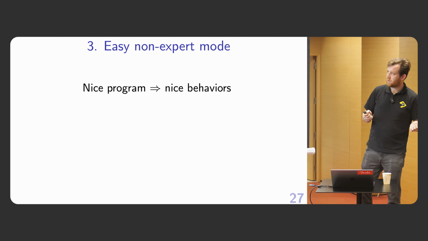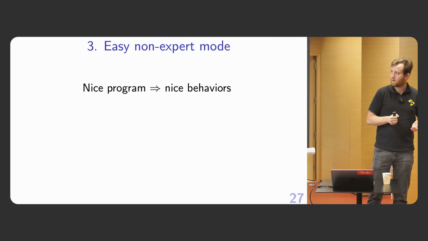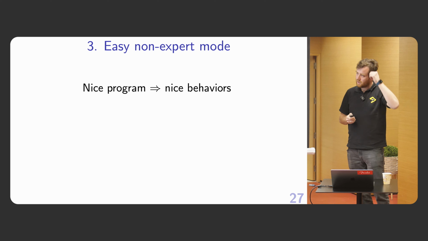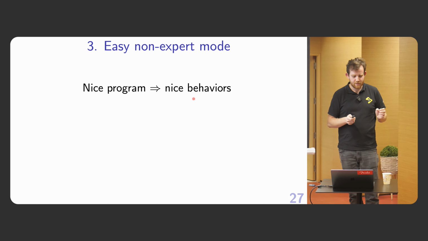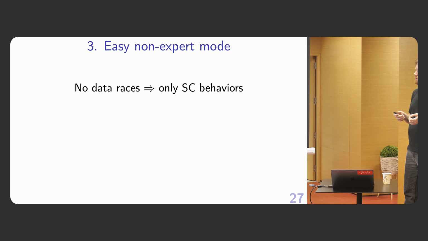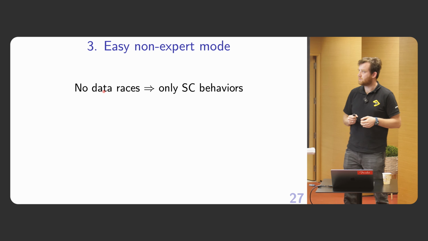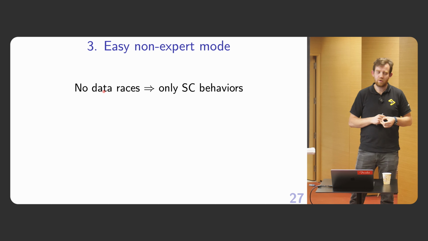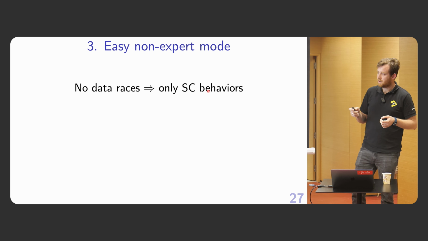And the third requirement I mentioned was that ideally a programming language memory model should have an easy non-expert mode. Essentially the statement is: nice programs behave nicely. So let's discuss it a bit in more detail. We want to say that if there are no data races in our programs, if there are no race conditions, then only outcomes allowed by sequential consistency are allowed for the program.